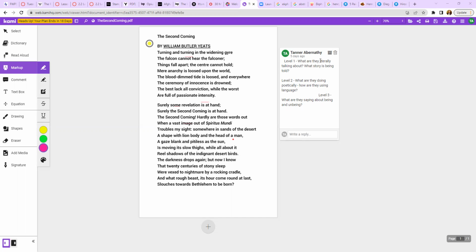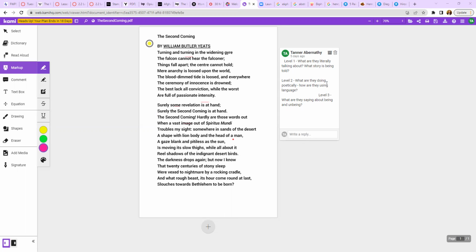You're not going to be able to figure out what a poem is literally talking about if you don't know what some of the words or phrases mean. Like on this example, we have this Latin phrase, spiritus mundi. What's that mean? We're going to have to look that up.